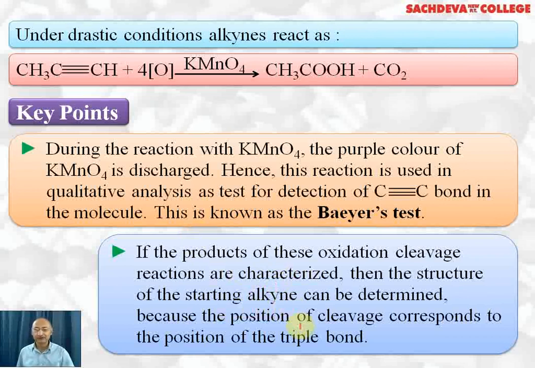This is because the position of cleavage corresponds to the position of the triple bond. So this test also helps to find out the position of the triple bond in the original compound. For example, here we get the products acetic acid and carbon dioxide. This carbon dioxide means there is a terminal carbon attached with hydrogen. This acetic acid means there is CH3 attached to the carbon which is triple bonded. So we can find out where the triple bond is in the original compound by studying the products.